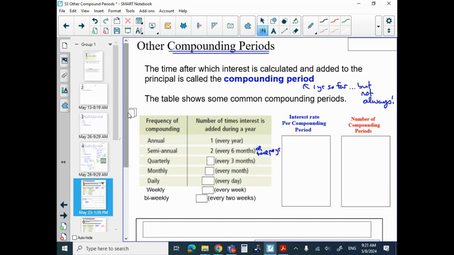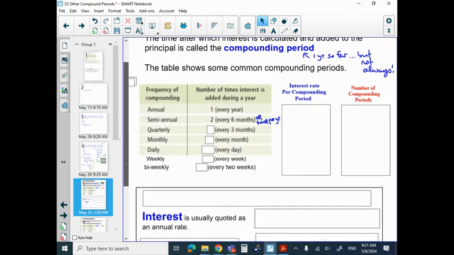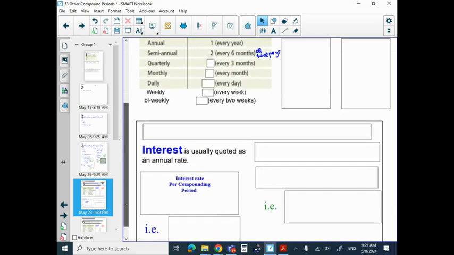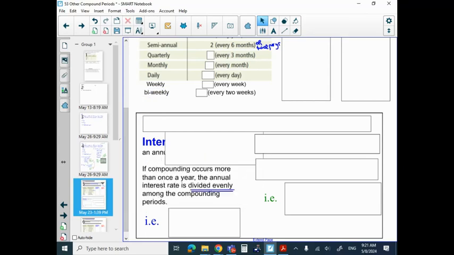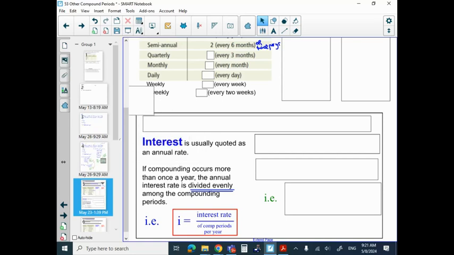What happens when you have compounding more than once per year, I'm going to go down to this part here. For the interest rate, you have to divide up that interest rate into equal pieces so that you can apply part of it in the first half of the year and part of it in the second half of the year. For semi-annual, half of it would be applied in the first half of the year and the other half in the second half. The half interest rate gets calculated in the first half of the year, and then that gets added into the total.